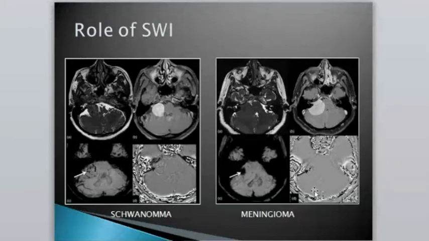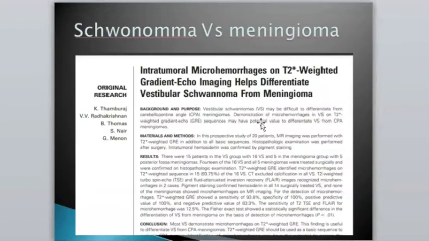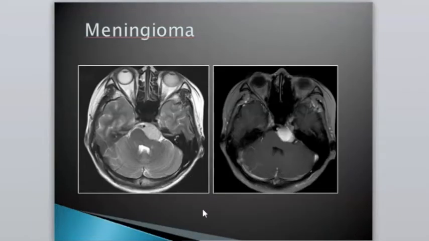These are phase contrast images just to highlight the petechial hemorrhages. So this is the article from AJNR, and the intratumoral microhemorrhages help in distinguishing vestibular schwannoma from meningioma. So coming to meningioma, these are the second most common tumors seen in the CP angle cistern. As against the previous example where we saw extension into the IAC, this does not have extension into the IAC but has typical homogeneous appearance.